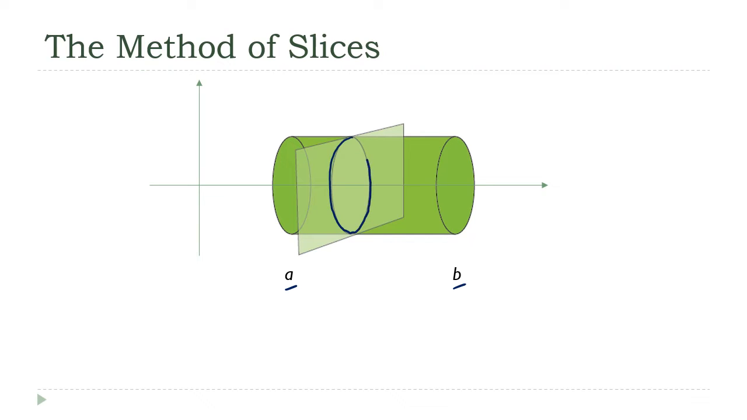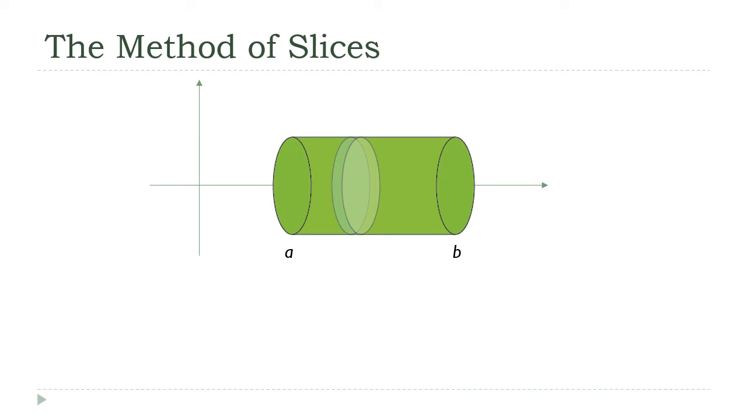inside the figure whose area we'll call A of x. Now, if A is a continuous function of x, then the volume of the original shape is just going to be the integral of that area function. Right? And this approach to finding volumes is what we call the method of slices.